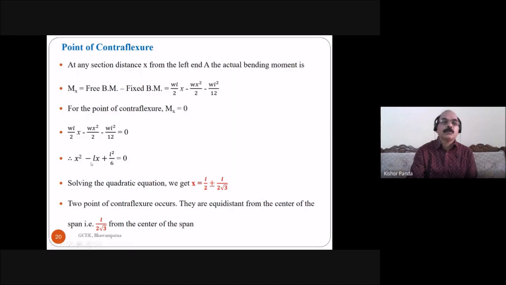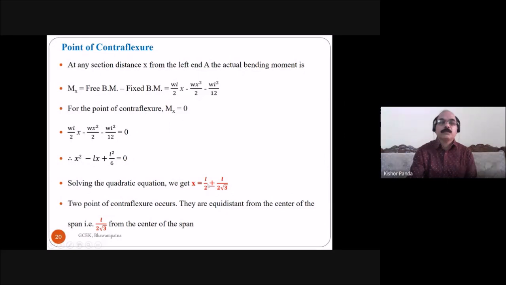And then x square minus Lx plus L square by 6 is equal to 0. This is a quadratic equation. You know the quadratic equation is ax square plus bx plus c equal to 0, and the x value is x equal to minus b plus or minus root of b square minus 4ac, over 2a. You will get two x values. Solving the quadratic equation, x is equal to L by 2 plus or minus L by 2 root 3.